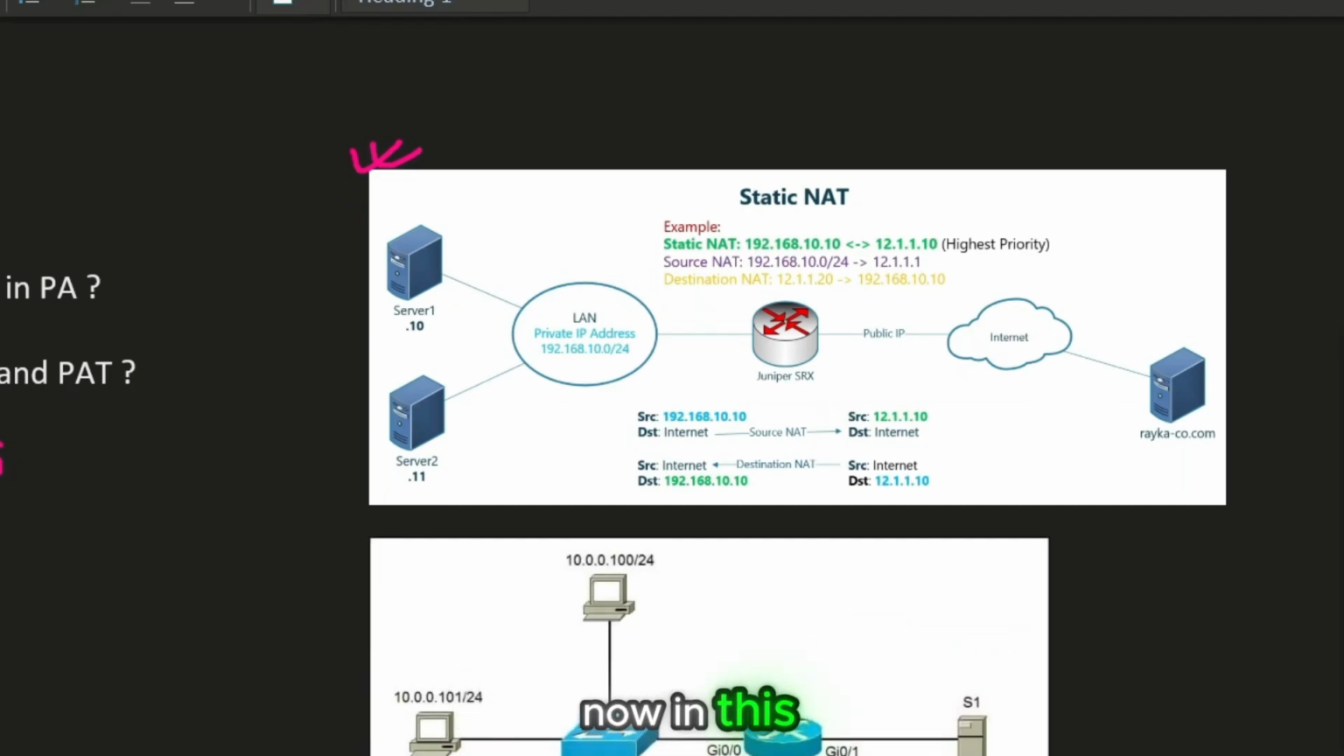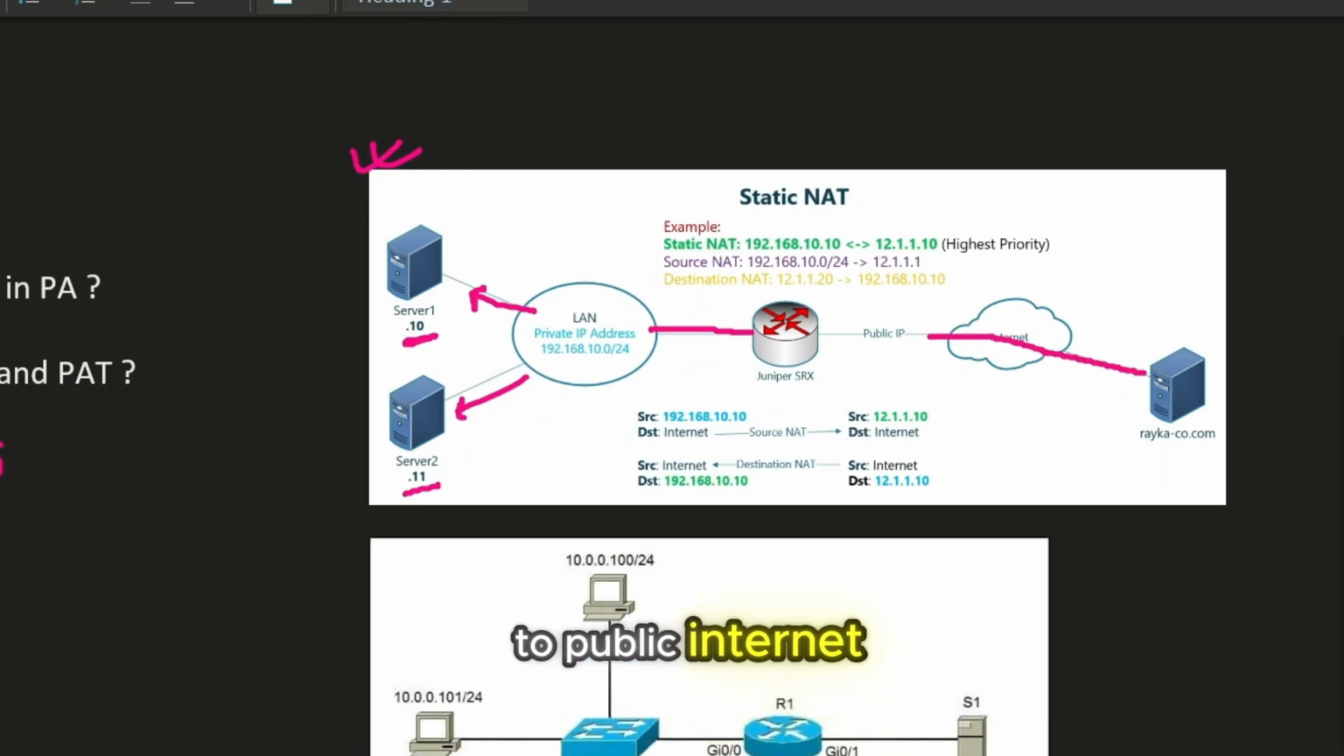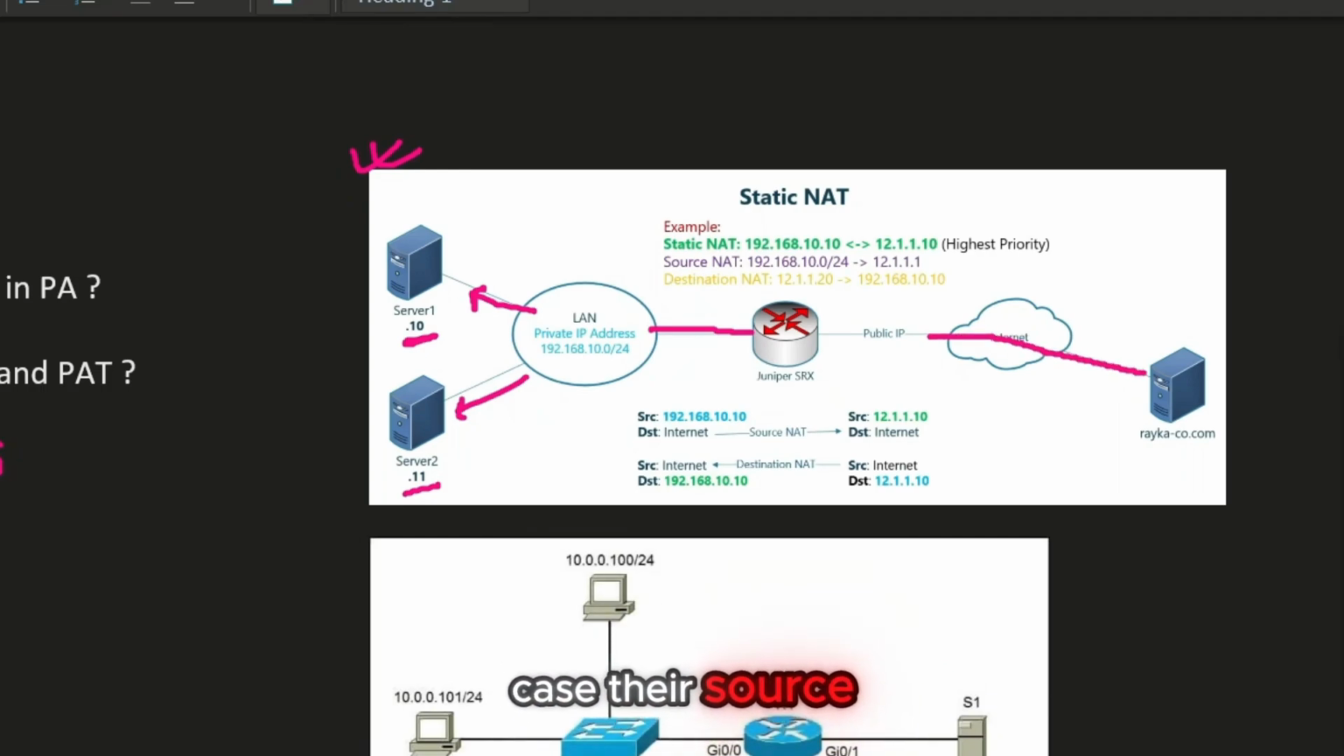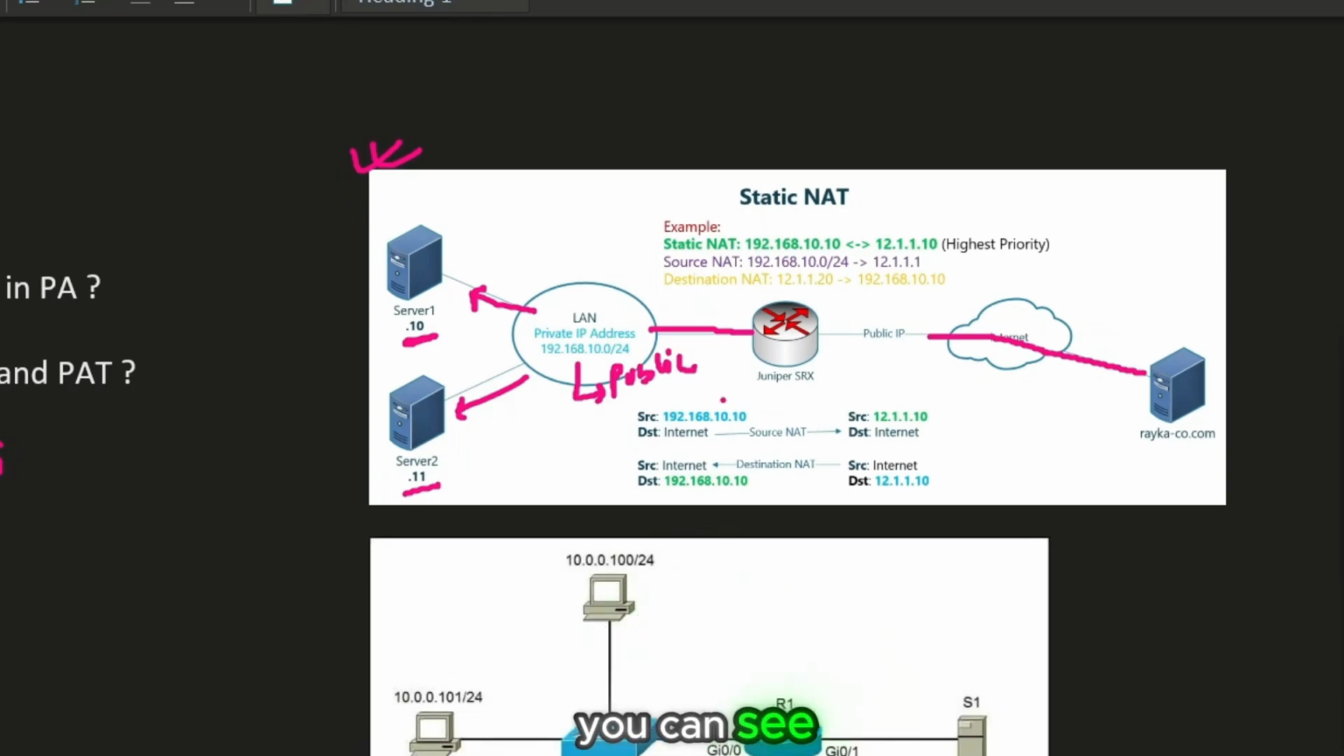Now in this particular diagram, as you can see, server 1 and server 2. Server 1 has a private range of IP addresses, which is 192.168.10.10 and 11. Now if they want to go to the public internet, then their source needs to be changed to a public IP address. You can see the source is getting changed to a public one, which is 1 to 1 mapping. So I am NATting this 10.10 to 1.10.